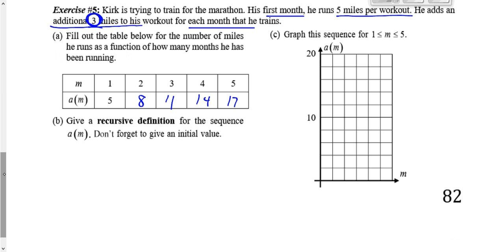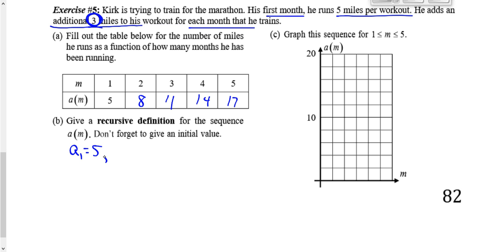For B, let's give a recursive formula for this. So for a recursive formula, what do you list first? The first term is 5. So let's do it with notation. Everybody look here. How am I going to write the first term? A sub 1 equals 5. Everybody got it? That's the first term.